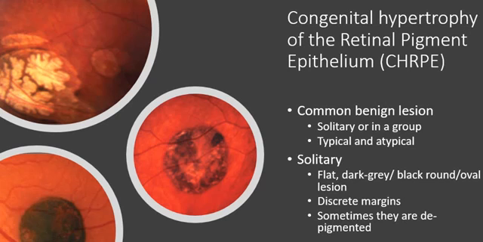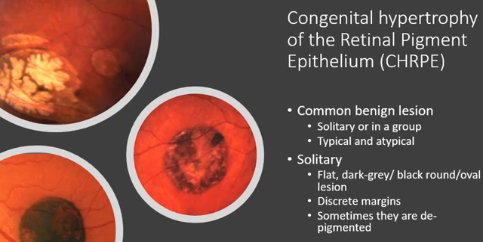The next lesion that I'll tell you about is what we call a chirpy. Chirpy stands for congenital hypertrophy of the retinal pigment epithelium, so chirpy for short. These are a very common benign lesion as opposed to a choroidal melanoma. They look quite similar, but these are found in the retinal pigment epithelium as opposed to the choroid, and they don't tend to spread or metastasize.